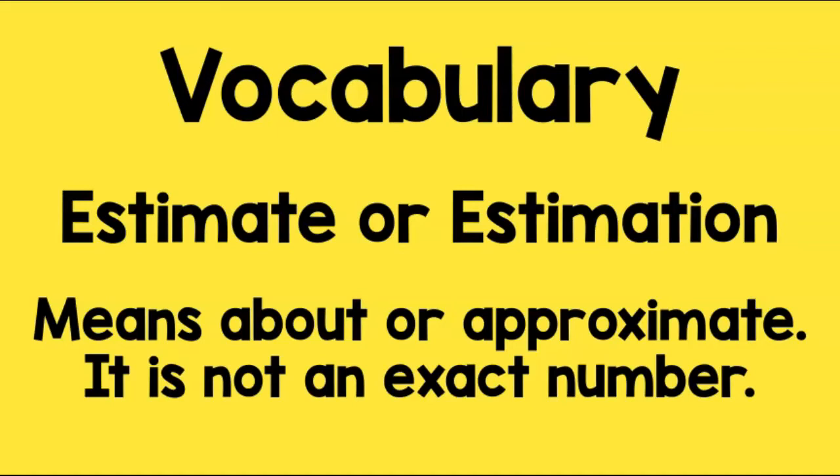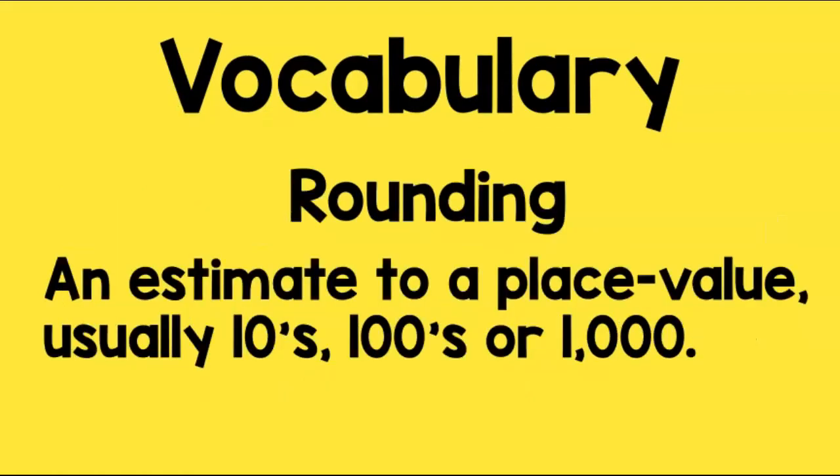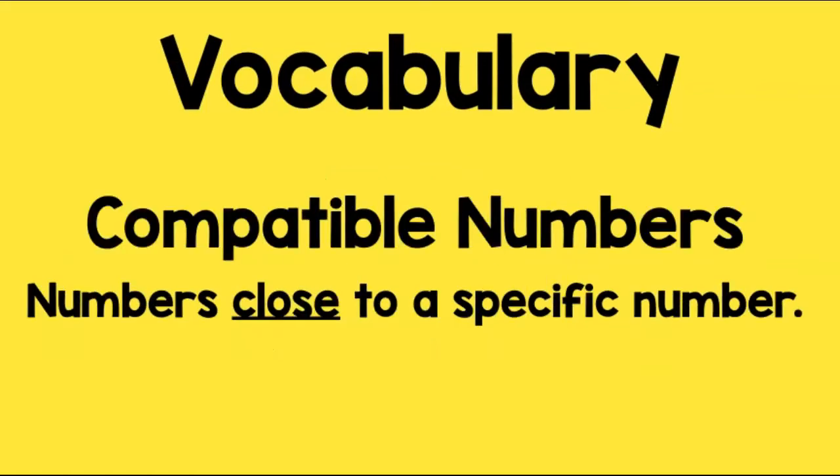Vocabulary. Estimate or estimation means about or approximate. It is not an exact number. Rounding is an estimate to a place value, usually to tens, hundreds, or thousands. Compatible numbers are numbers that are close to a specific number, a number that you choose that you want to work with.